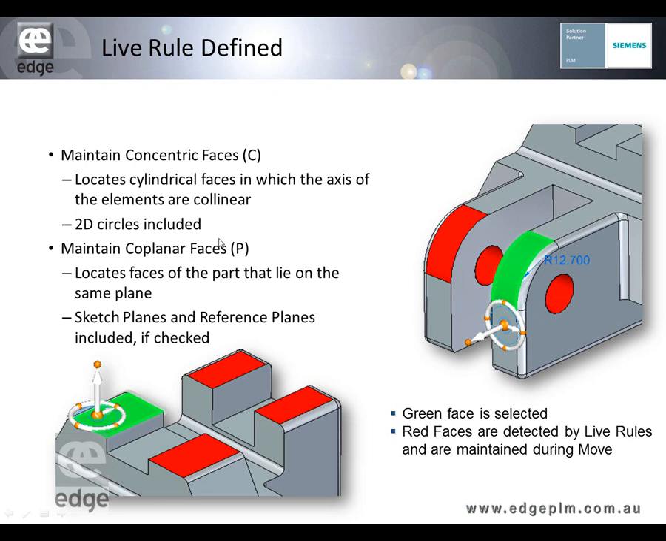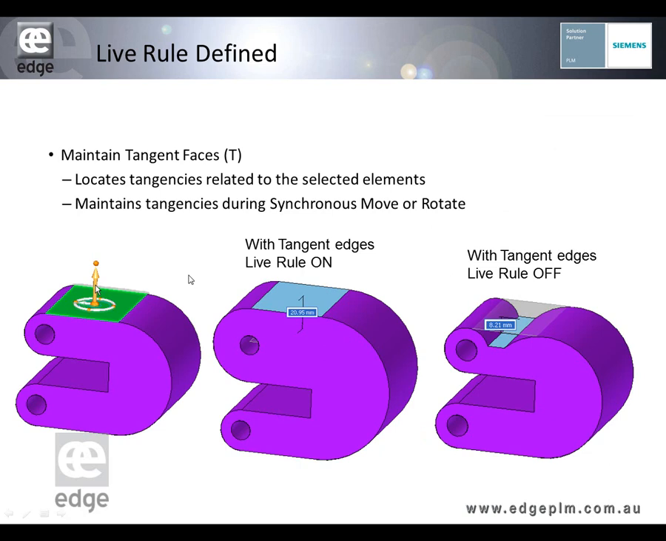The coplanar faces, which is P. You can type a letter to turn these on and off too when you're working with them. So C for concentric, P for coplanar. If we move this face that we've selected, which is the green one, all the faces which are coplanar with it will move with it. Pretty straightforward.